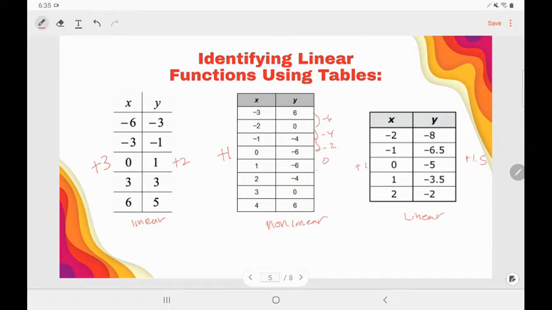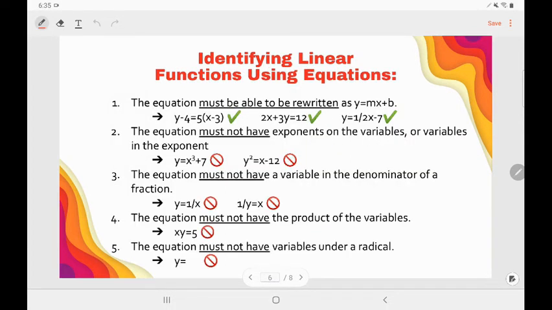Now, the last way to tell if something is linear or not is from an equation. Please write these down so that you can refer to them later. The first point right here is telling you what it must be like. An equation, in order to be linear, has to be able to be written as y equals mx plus b. Each of these below fits that format. This one directly below it is the most obvious: y equals 1/2 x minus 7.